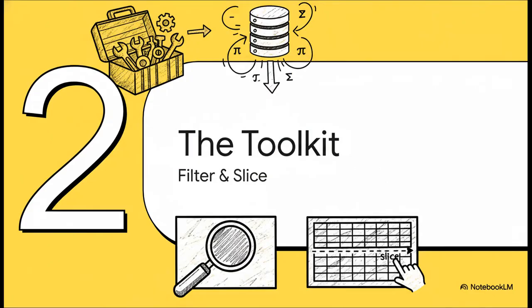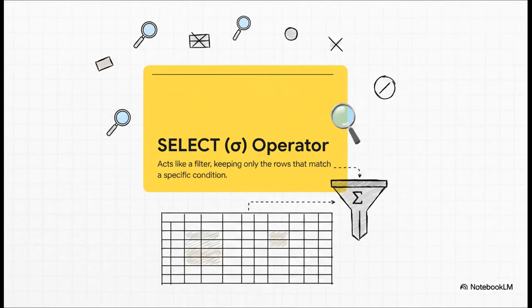To solve this, we're going to need a toolkit. And our first two tools are for investigating just a single file at a time. I like to think of them as the filter and the slicer. Our first tool is the select operator, which you'll see represented by the Greek letter sigma. Just think of it as a super powerful filter, kind of like a magnifying glass. You give it a condition, any condition, and it keeps only the rows from your file that match that condition. Everything else just gets tossed aside. It lets us focus only on the clues that actually matter.